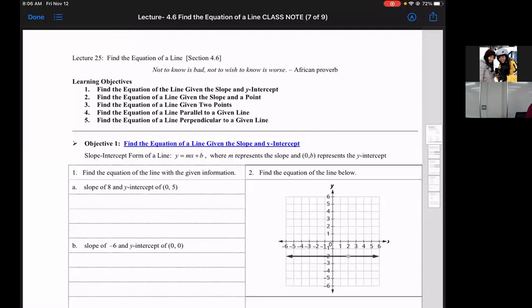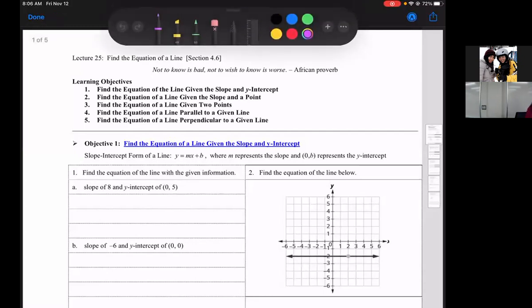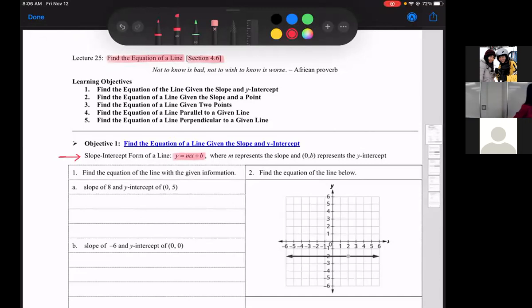So objective 1, find the equation of a line given slope and y-intercept. We highlight section 4.6, find the equation of a line. And in objective 1, we want to find the equation given that we have a slope and a y-intercept. Start out with the slope-intercept equation, y equals mx plus b, where m is your slope and b is your y-intercept.